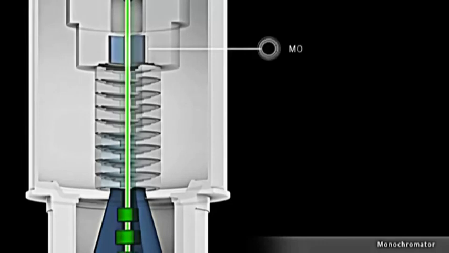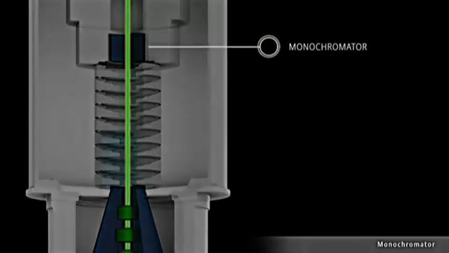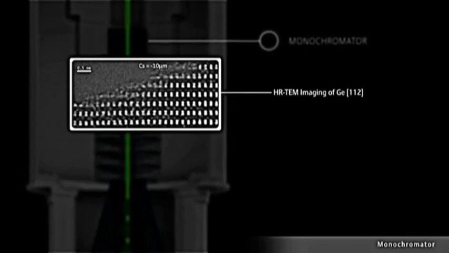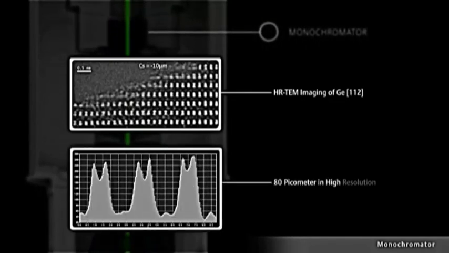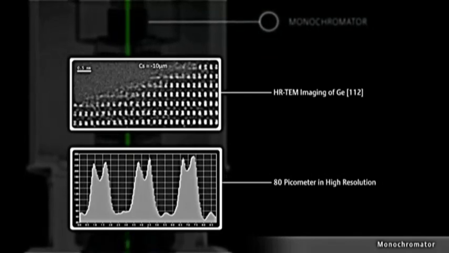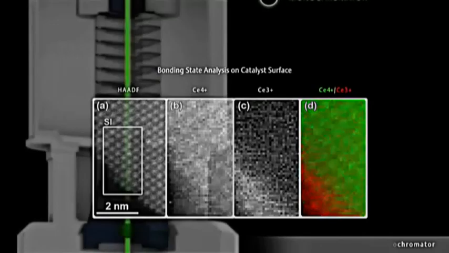Below the electron source is the monochromator, which narrows the energy spread of the electron source down to as low as 100 millielectron volts. This boosts the lateral resolution in high-resolution TEM imaging to 70 picometers and enables the spectroscopic study of electronic structures, as shown here in this sample of germanium-112 resolved to 80 picometers. In plasmonics, as shown in this visualization of plasmon structures of silver nanoantennas, and in chemical bonding, as shown in this atomic resolution oxidation state analysis on ceria catalyst surfaces.